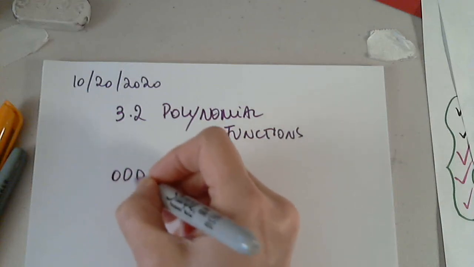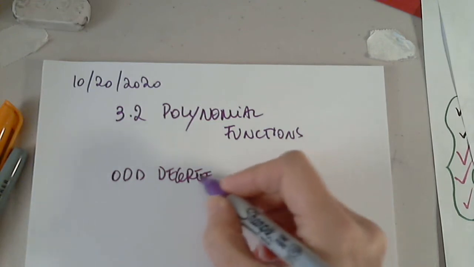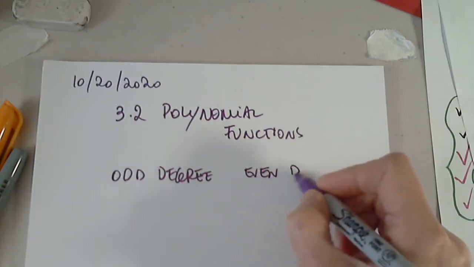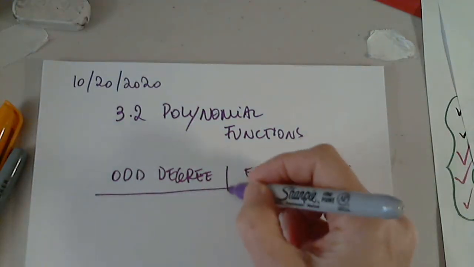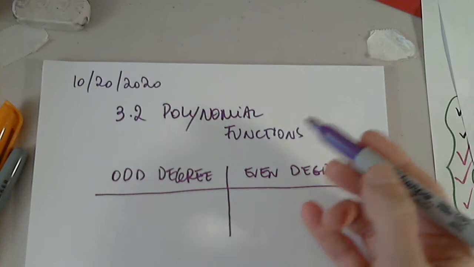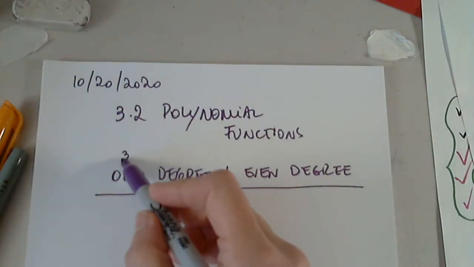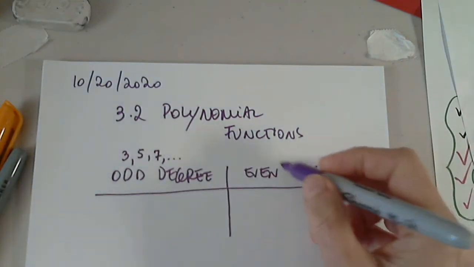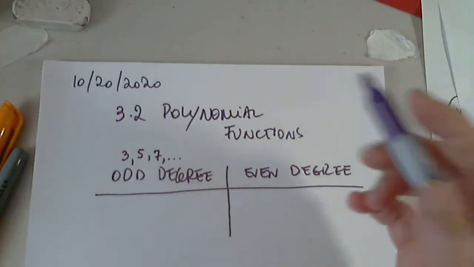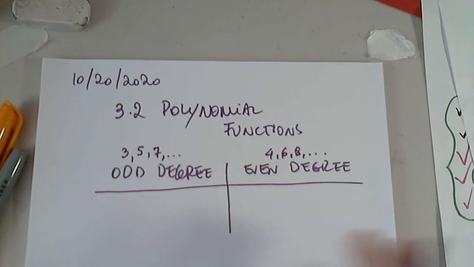So let's talk about odd degree and even degree. They're two different categories. Nothing else can happen in polynomial functions. They can have degree 1, which is linear, forget about that. They can have degree 3, degree 5, degree 7, and so on and so forth. Or even, quadratic, we already discussed that. So 4, 6, 8, and so on. Nothing else can happen. These are the only two possibilities.